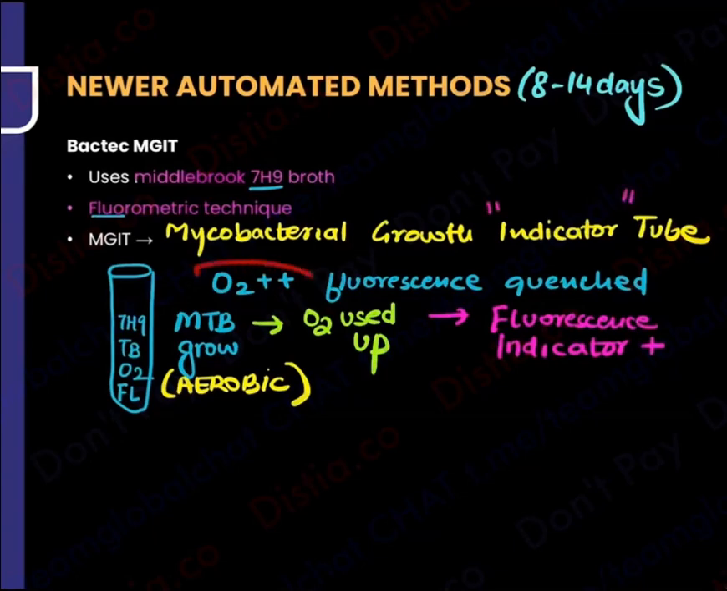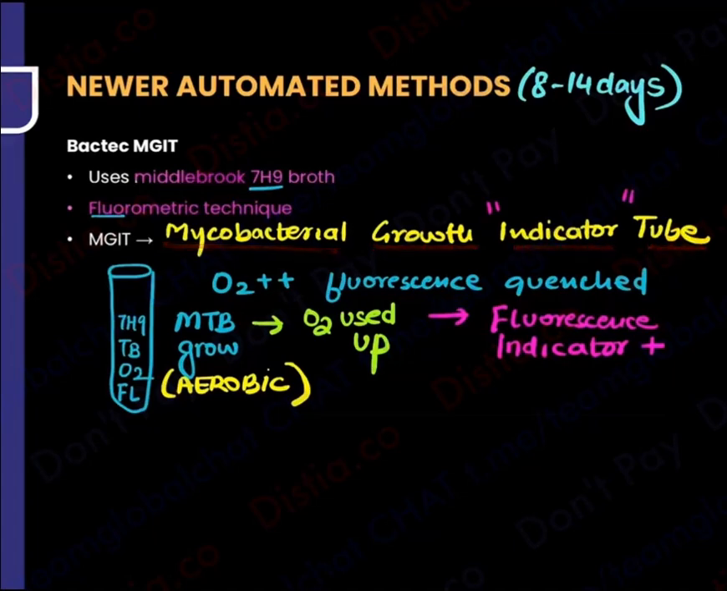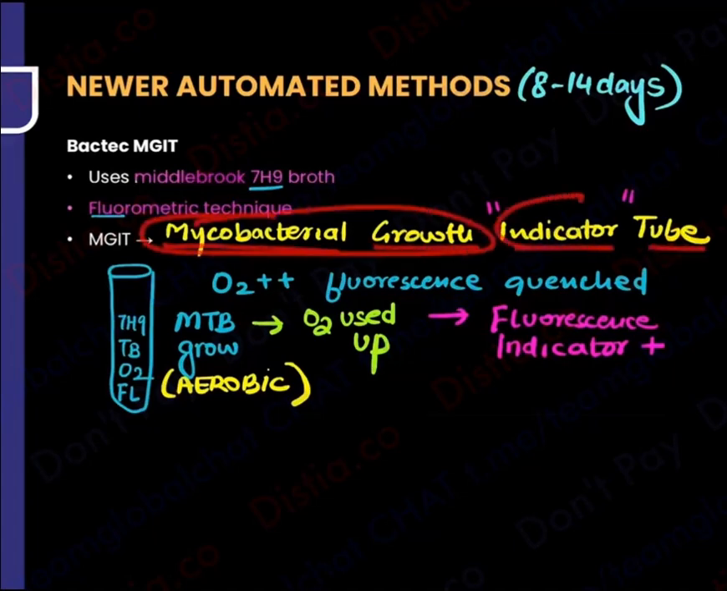So simple, in the beginning, oxygen is always there. Since oxygen was there, fluorescence said, I will not show. But now Mycobacterium TB has used all that oxygen. Oxygen slowly went away. Now the fluorescence will start showing. So simple. If Mycobacterium TB has grown, you will start getting an indication. That is why you called it Mycobacterium Growth Indicator Tube. That is the Bactec MGIT.